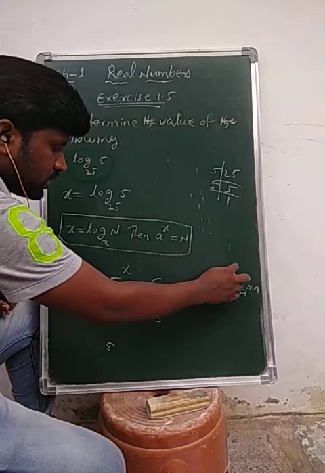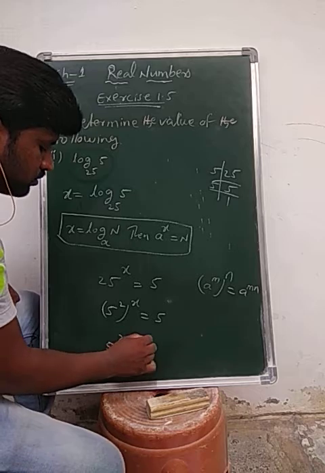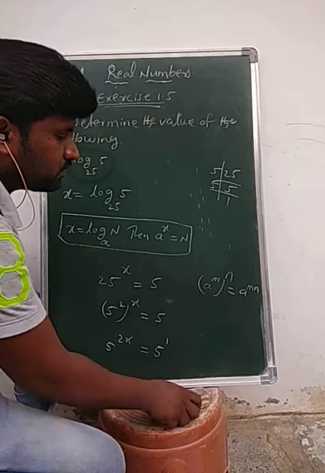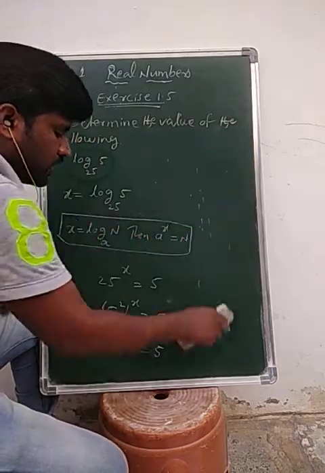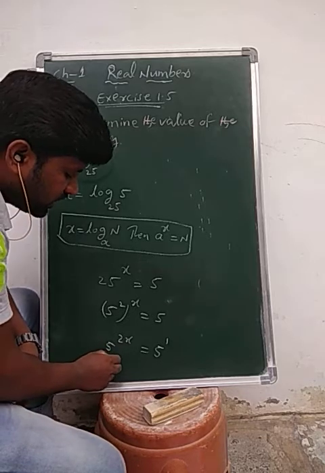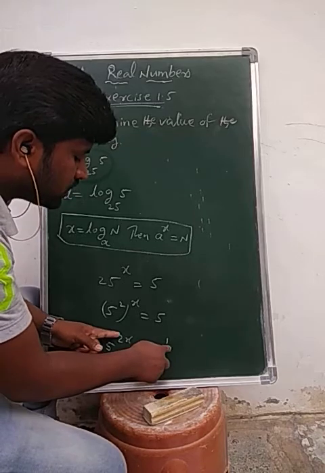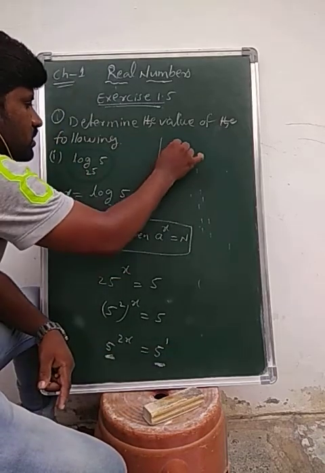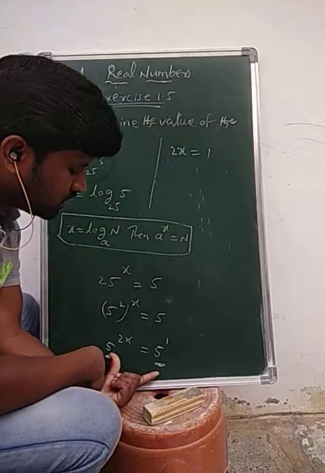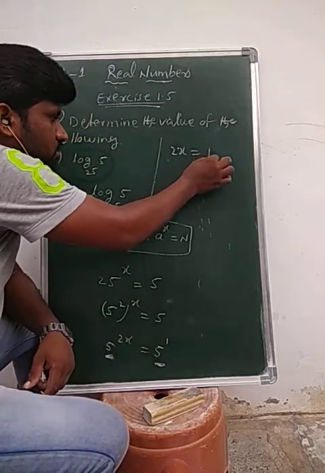That is, multiply the powers: 5 power 2x is equal to 5 power 1. Now clearly the bases are equal. What is the base? Here the base is 5, here also the base is 5. Bases are equal, then equating the powers, that is the exponents. That is 2x is equal to 1. Yes or no? Since the bases are equal, the powers must also be equal.